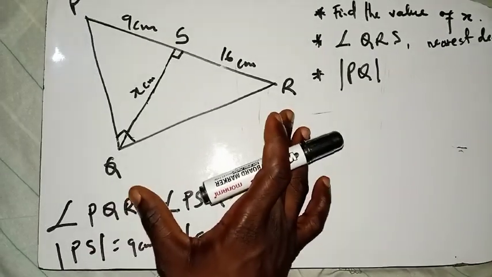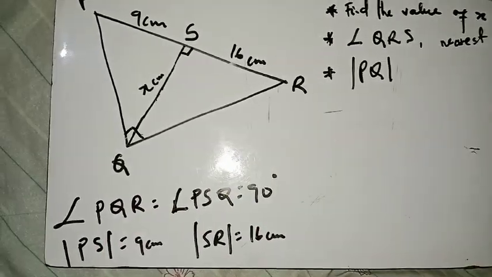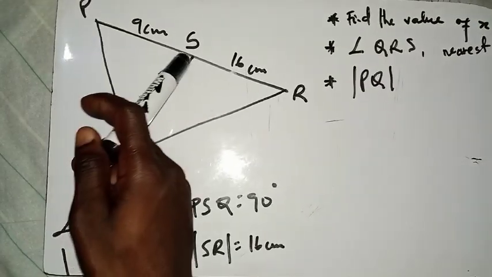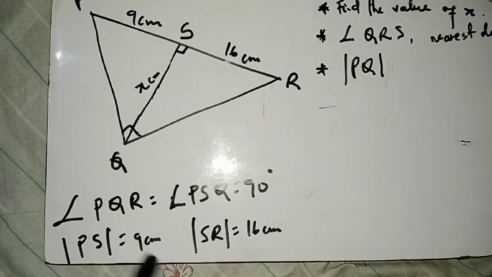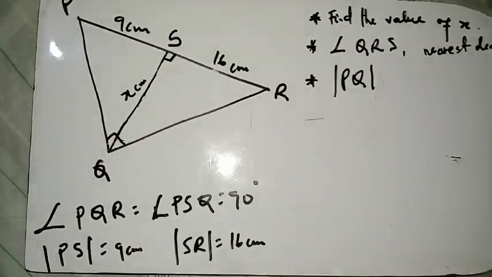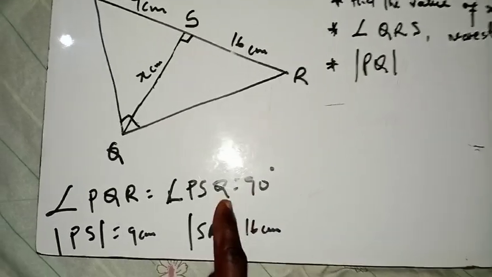So where are we going to use that? Stay here for a second. We have this line here, P to S, that is 9 centimeters, and then we have S to R, which is also 16 centimeters. So these are all the information that we have been given.